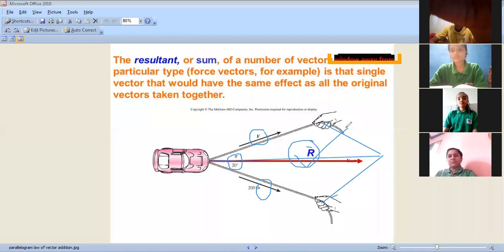Everybody fine? Clear? Yes, sir. Now you know the application of triangle and parallelogram. Now we will be seeing the resolution of vector.